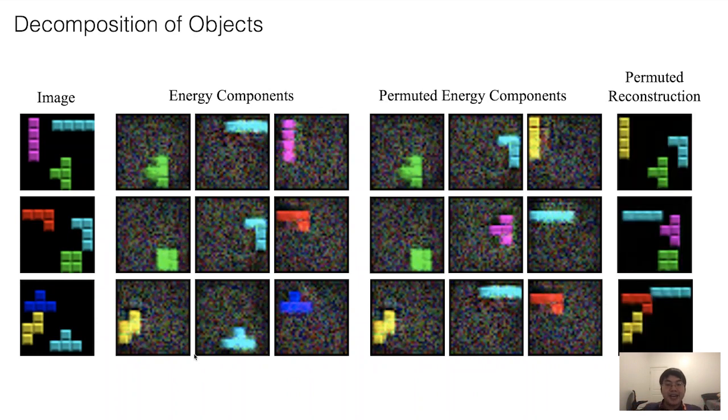And when we optimize this permutation of energy functions, we find that we are able to reconstruct the blocks at new positions, as shown on the right, showing that each individual energy function learns to capture a particular object.